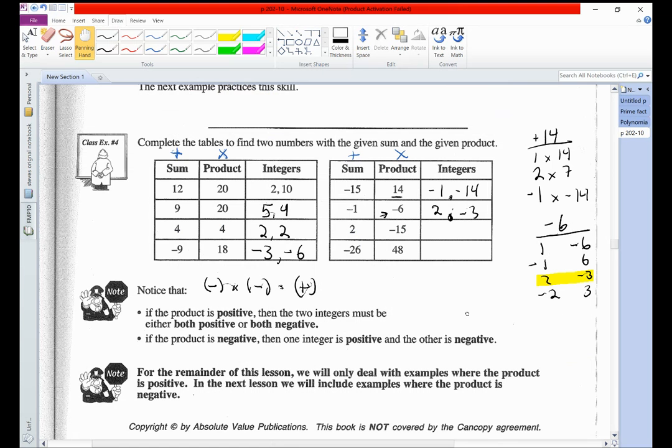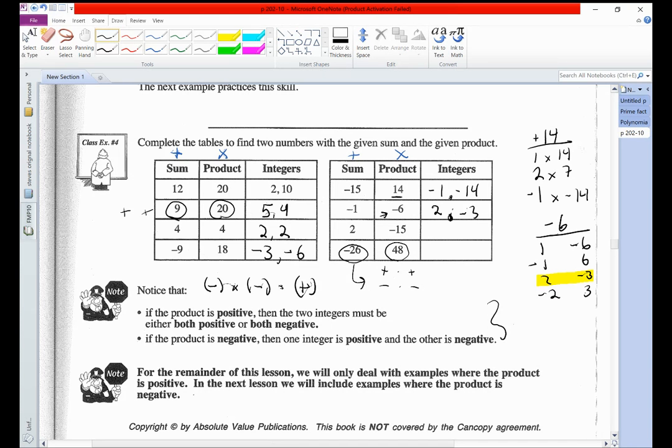Just be careful with the negatives. Remember, if you're multiplying two numbers and you need to get a positive number, that can either be a positive multiplied by a positive or a negative multiplied by a negative. So now you have to look at what you are trying to add to. If you're trying to add to a negative number, then you're probably multiplying two negative numbers together. But if you're multiplying to a positive number and you're adding to a positive number, then they're both probably going to be positive integers. That's kind of what they're talking about here.